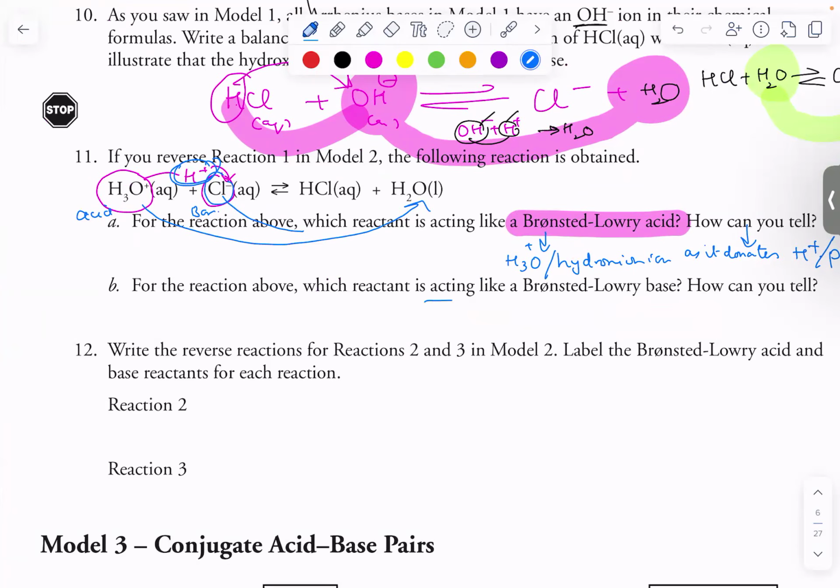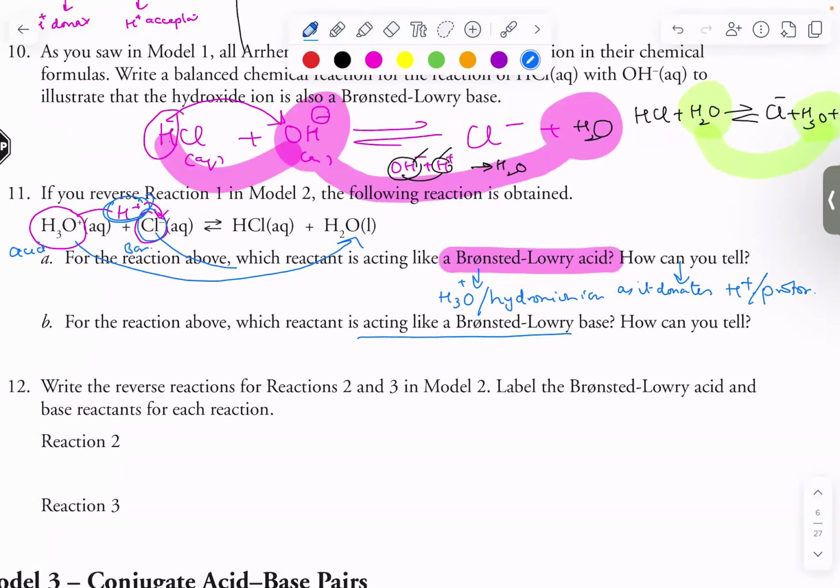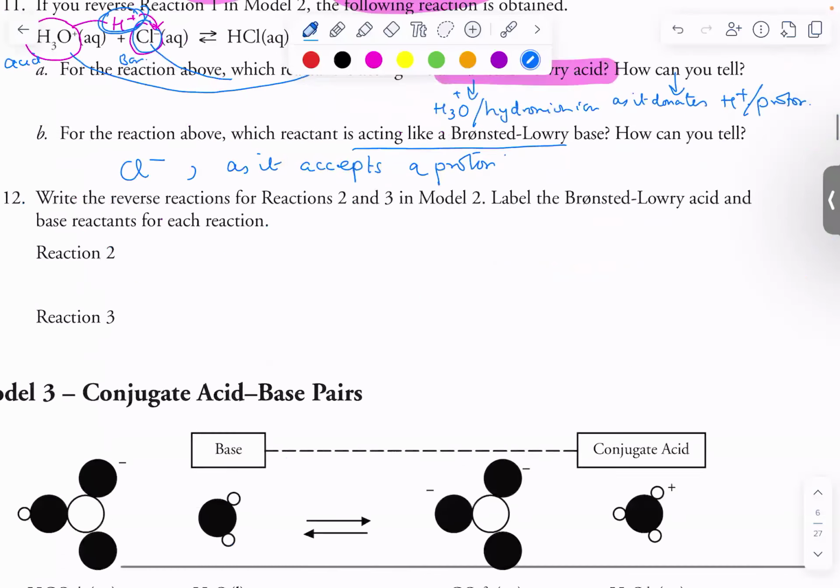For the reaction above, which reactant is acting like a Bronsted-Lowry base? We have already talked about it. Which is the Bronsted-Lowry base? The Bronsted-Lowry base in this is Cl minus. Well done. So I will write Cl minus. And why? Because it's accepting a proton. Excellent word. As it accepts a proton. I hope it's all clear.